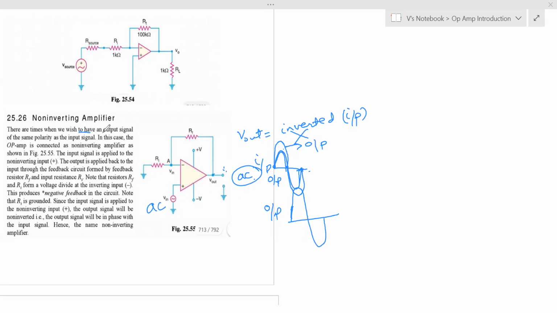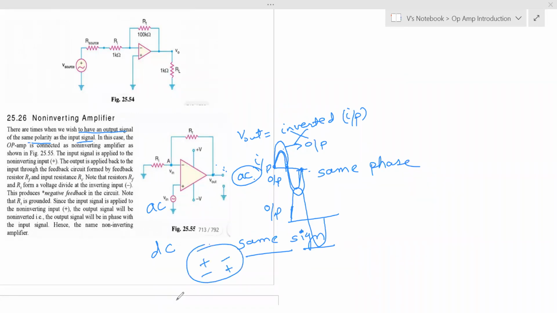So if we wish to have an output signal of the same polarity as the input signal, in that case we use this non-inverting amplifier. So for AC, we are getting the same phase output. For DC, we are getting the same sign output. Output will have the same sign, right? Plus to minus, minus to plus will not happen. If we are providing positive input, we will get positive output. If we are providing negative input, we will get negative output, right? So same sign we are getting.